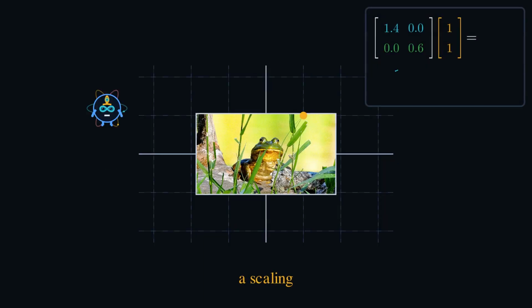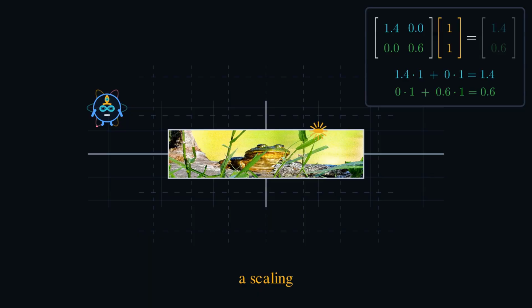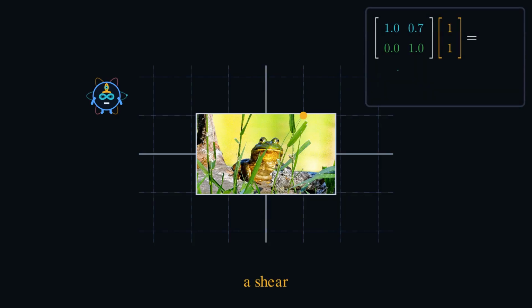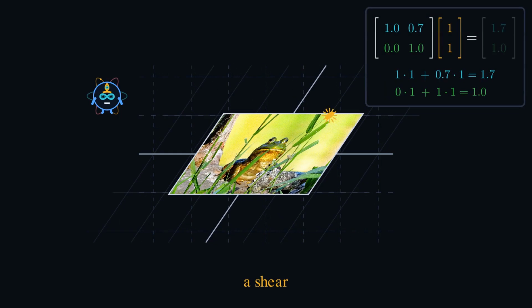A scaling. The blue top row builds the new x. The green bottom row builds the new y. Watch the point move as the numbers fill in. A shear. The blue top row builds the new x. The green bottom row builds the new y. Watch the point move as the numbers fill in.